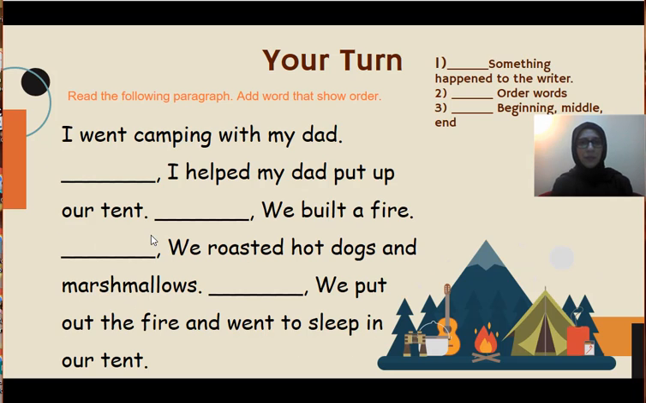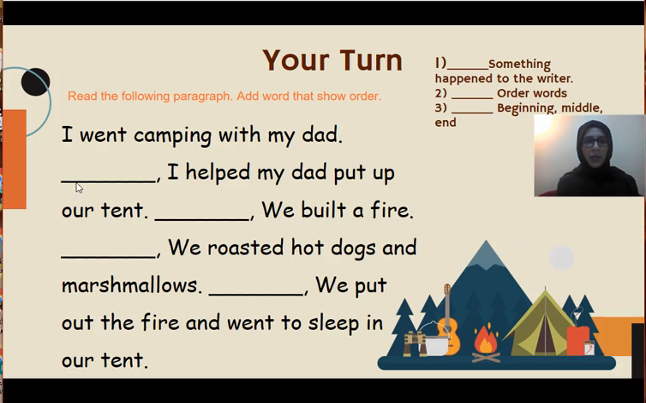Now, it's your turn. Read the following paragraph, add words that show order. Number 1, I went camping with my dad. Now, I went camping with my dad. This is my topic sentence. I went camping with my dad. You can choose other sentences or other topics to talk about.